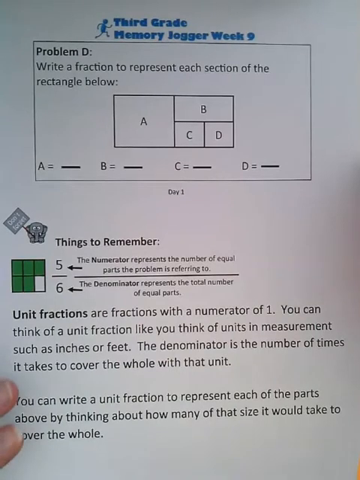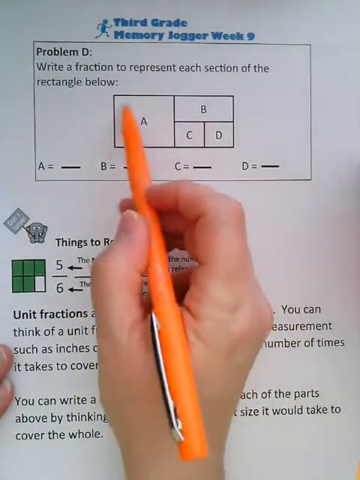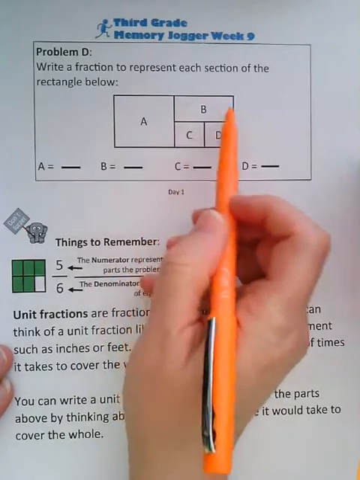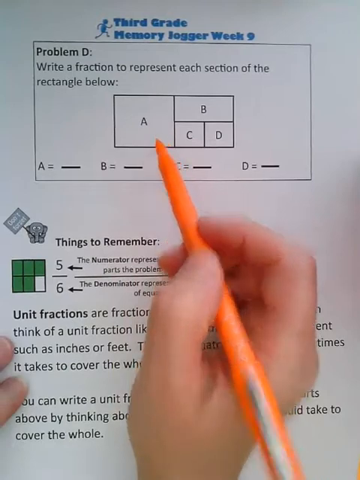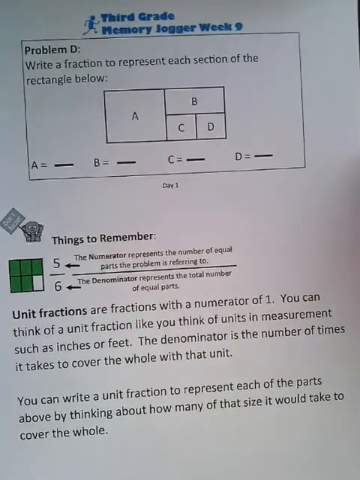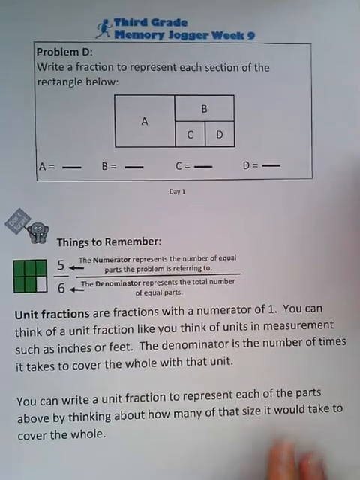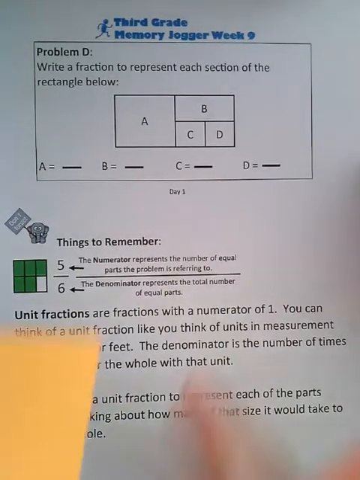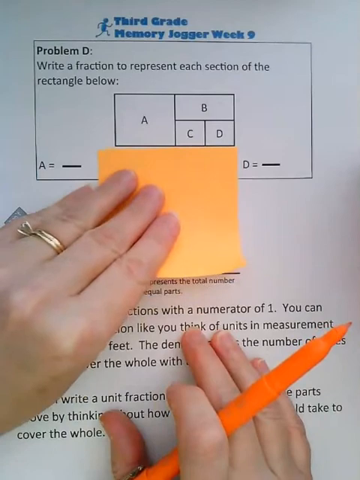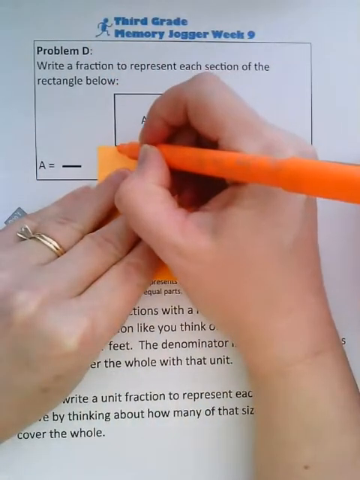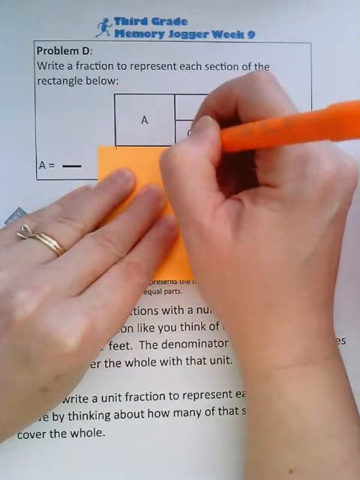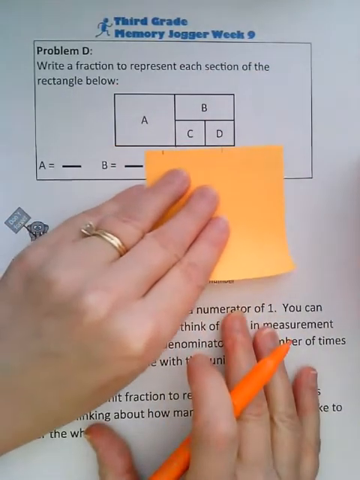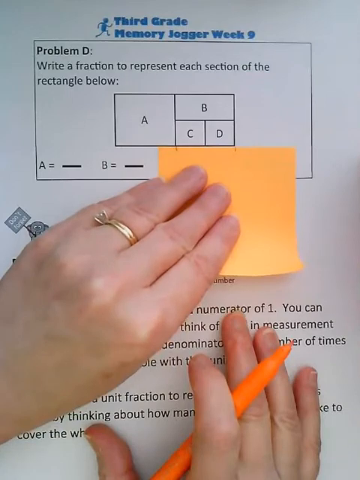So look at A. If I were only going to use this size part to cover this whole rectangle, how many of size A would it take to cover the whole thing? It looks to me like A is half, like it would take me 2 of those to cover the whole thing. But what I might want to do, just to be sure, is to see how long that side is. We know that it's the same height, but is it the same width? So if I go here and I move that over, yes, it's the same.